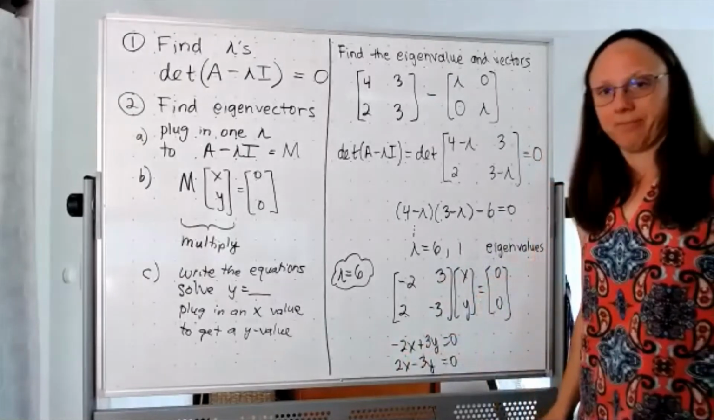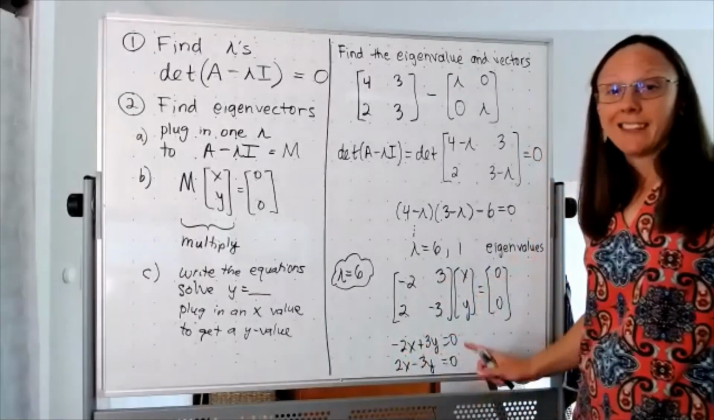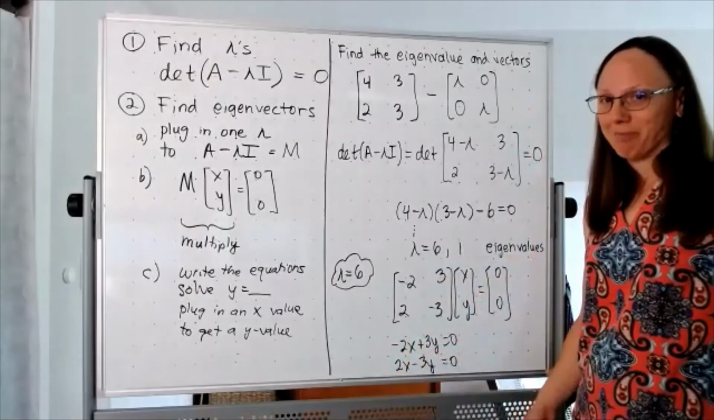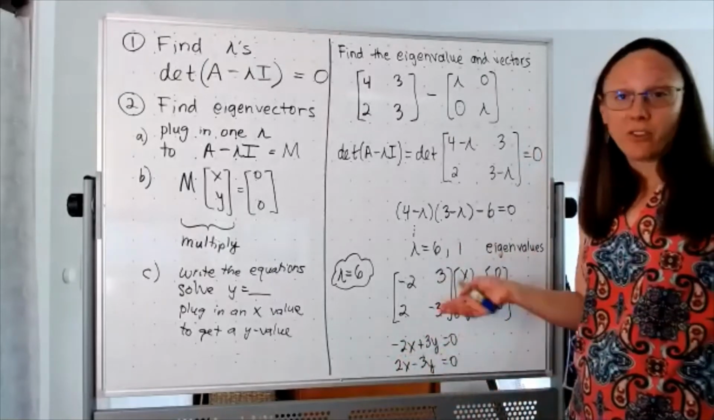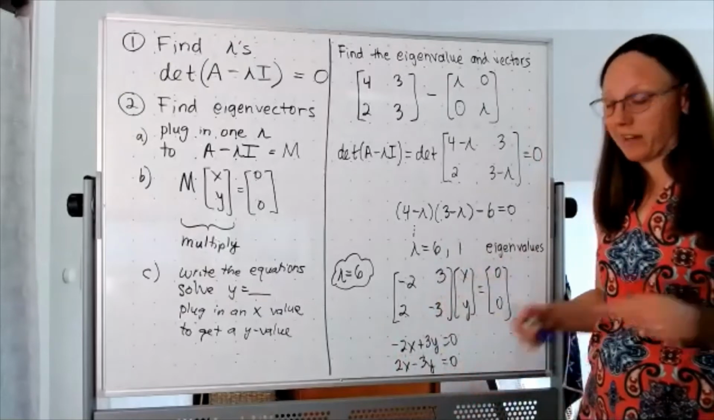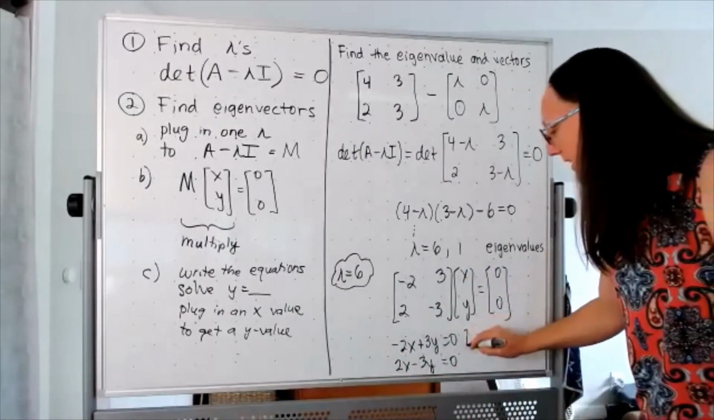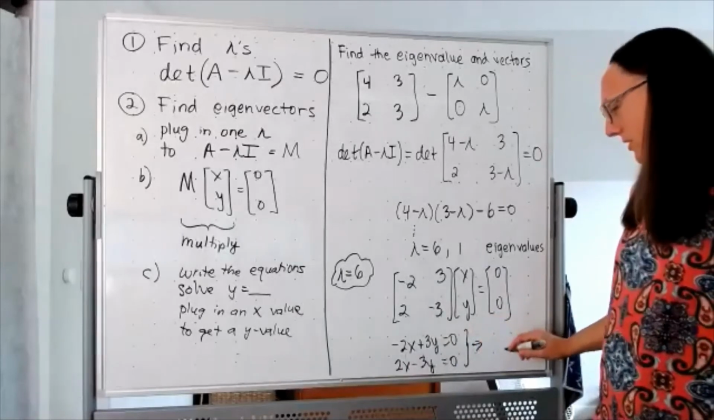If you trust me, even if you don't, these two equations are the same. The top one, I can add the 2x over. The bottom one, I can add the 3y over. Either way, we're getting that 3y is equal to 2x. We get one piece of information out of two equations.